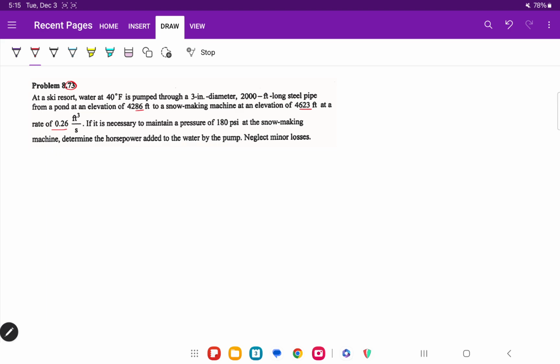So basically we are pumping the water from this elevation to here. So here is point 1, here is point 2. Neglect the minor losses. If it's necessary to maintain a pressure of 180 psi at this snowmaking machine, so actually we know pressure at point 2 is 180 psi.